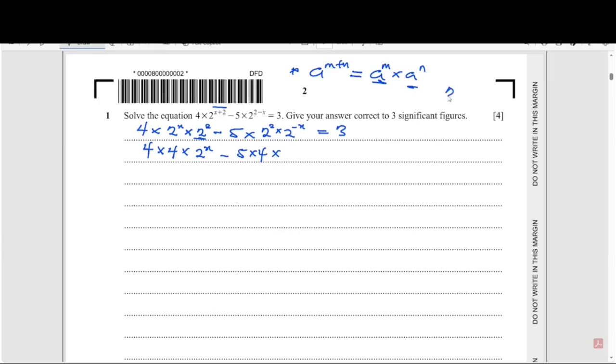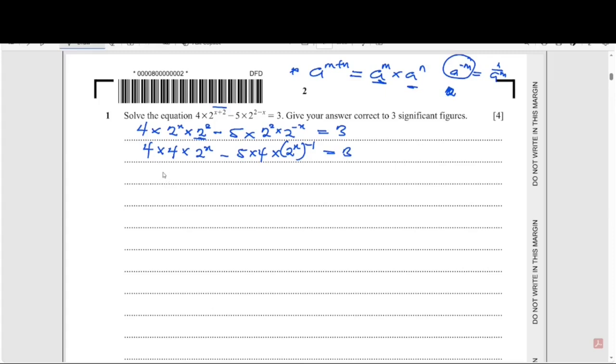We also apply this law of exponents. Let me use a letter: a^(−m) is the same as 1 over a^m. So the negative exponent doesn't mean the number is a negative number; it means that this number is a fraction. So 2^(−x) can be written as 2^x to the power negative 1, which simplifies to 1 over 2^x, equals 3 here.